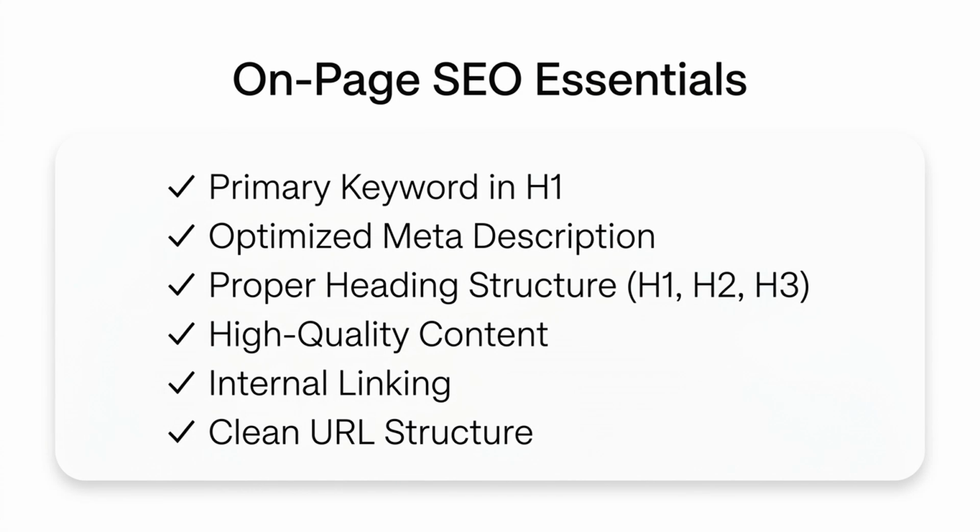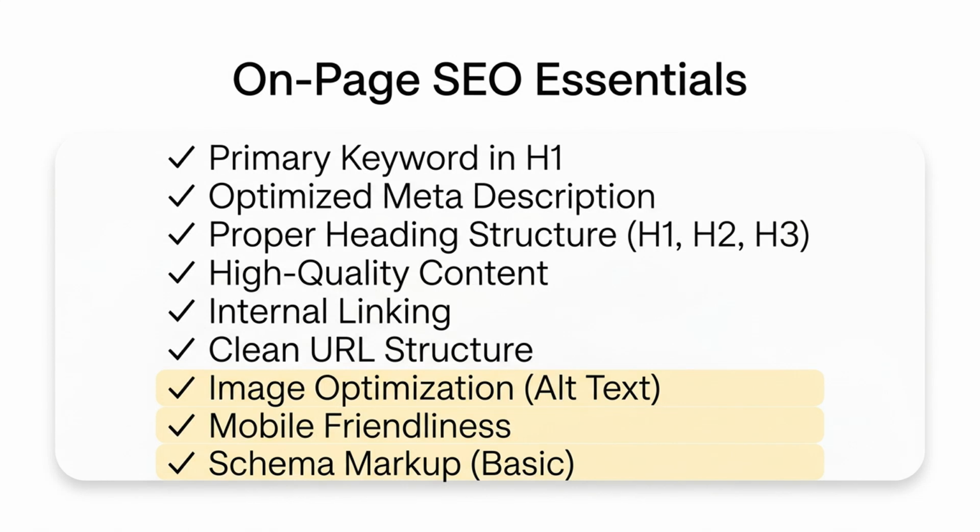Let's review our comprehensive on-page SEO checklist. We have already covered integrating your primary keyword into the H1 tag and crafting an optimized meta description. Your heading structure must be logical, flowing from H1 down to H2s and H3s. We also emphasize the importance of high-quality content, strategic internal linking between your pages, and maintaining a clean, readable URL structure. But the checklist doesn't stop there.